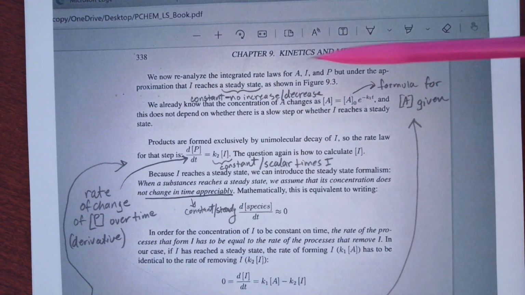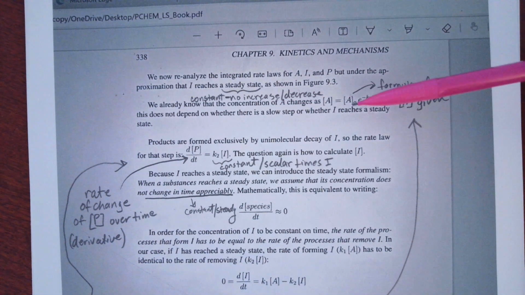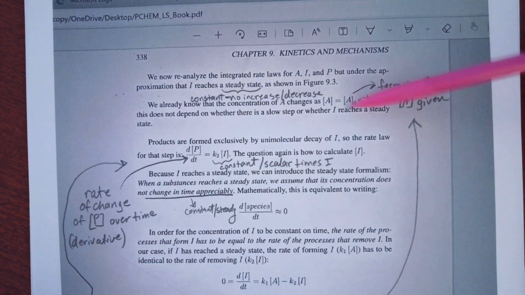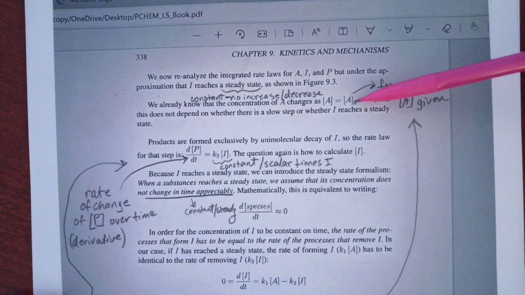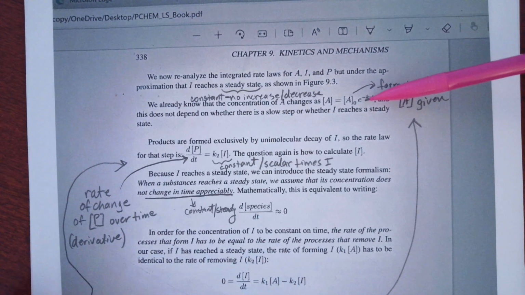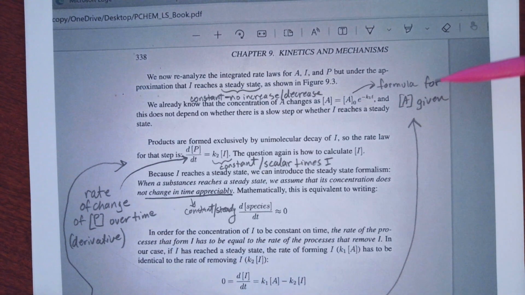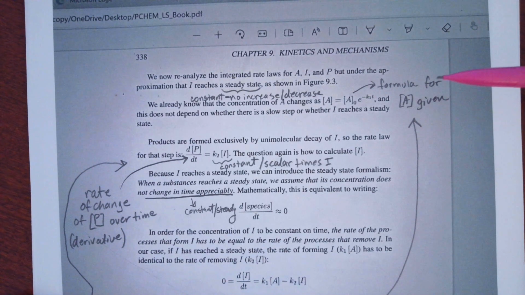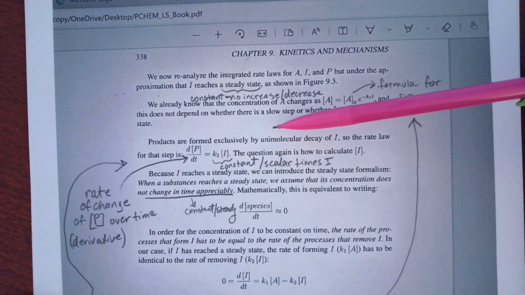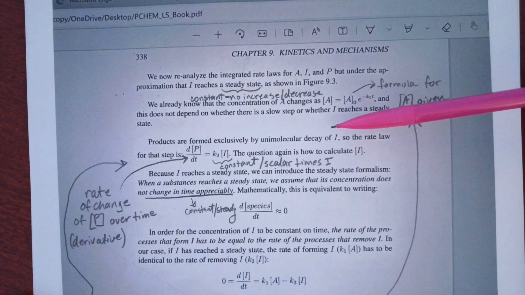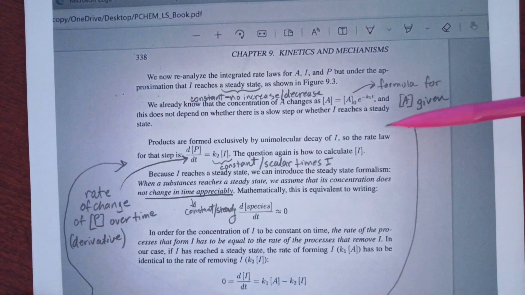We already know that the concentration of A changes, and I guess they give you this formula. This is a formula they gave you previously for A, right? The initial value of A times e to the negative K1 times the time, okay? So I guess that was given to you before. All right, so then it says products are formed exclusively by unimolecular decay of I.